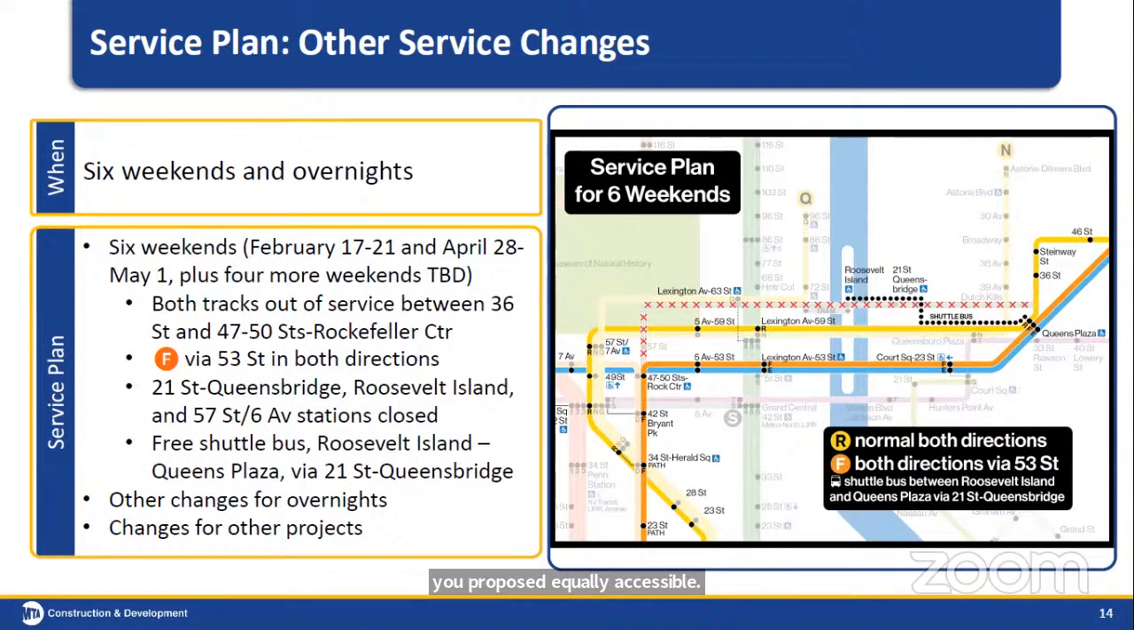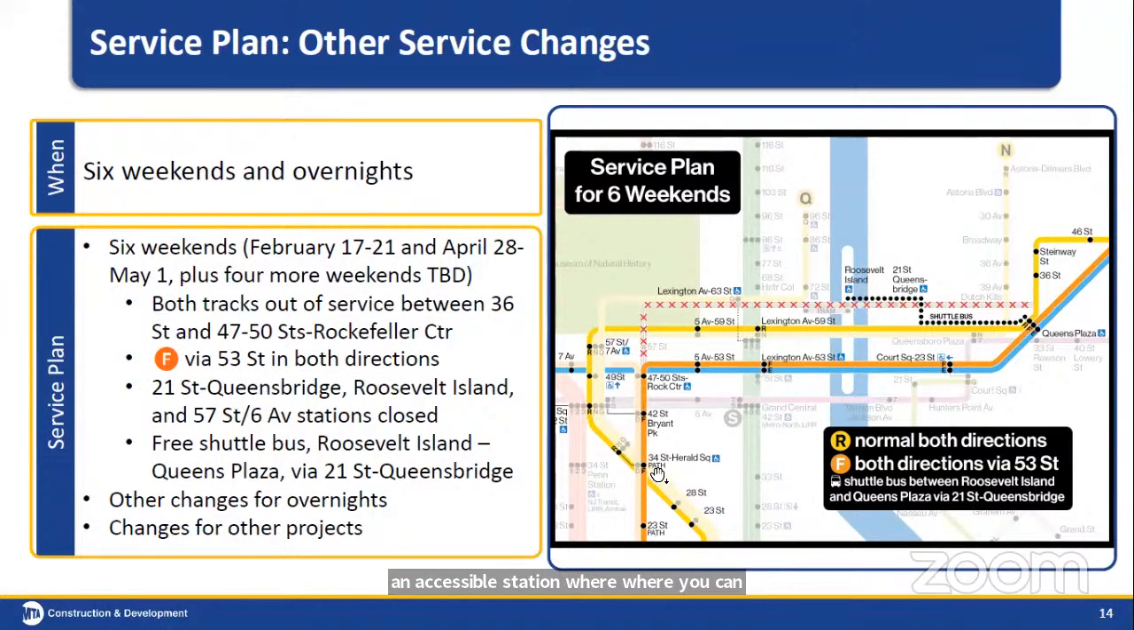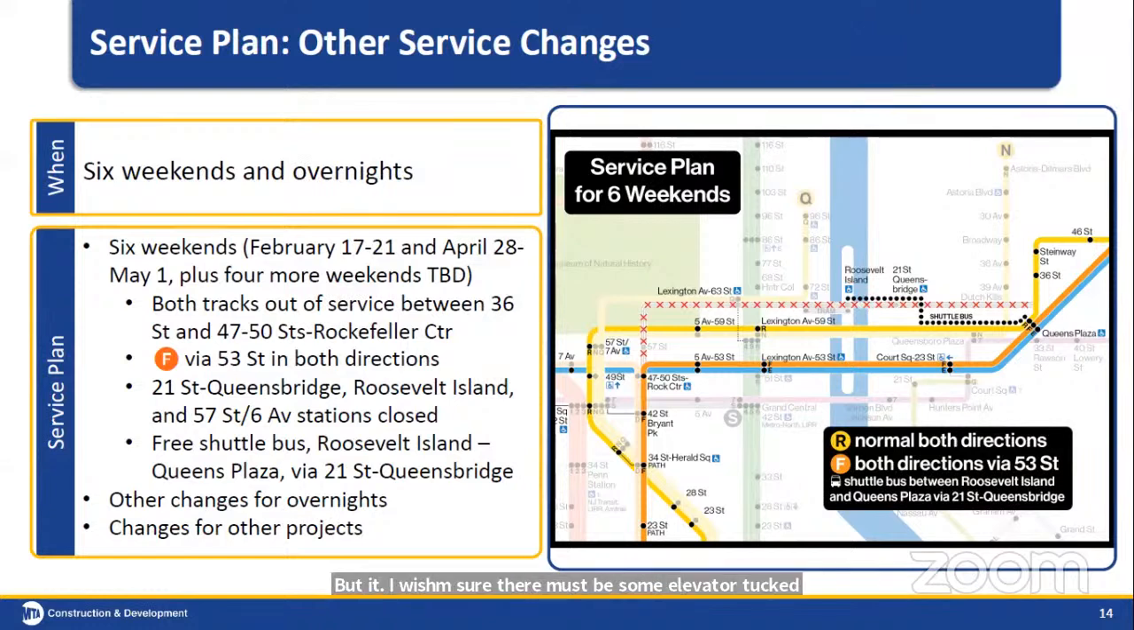Back to this map. So we do have options here. From the Upper East Side, the Q train is operating. If we do not have F service, 34th Street Herald Square is an accessible station where you can take the F train and transfer along that route to the E at one of these stations to get out to Jamaica. Okay, so you'd have to take the Q down to Herald Square to do that. That's probably the best way. There are some other options as well. I've never actually managed to make that transfer in an accessible way at Herald Square, but I'm sure there must be some elevator tucked away that I don't know about, so I can look that up.